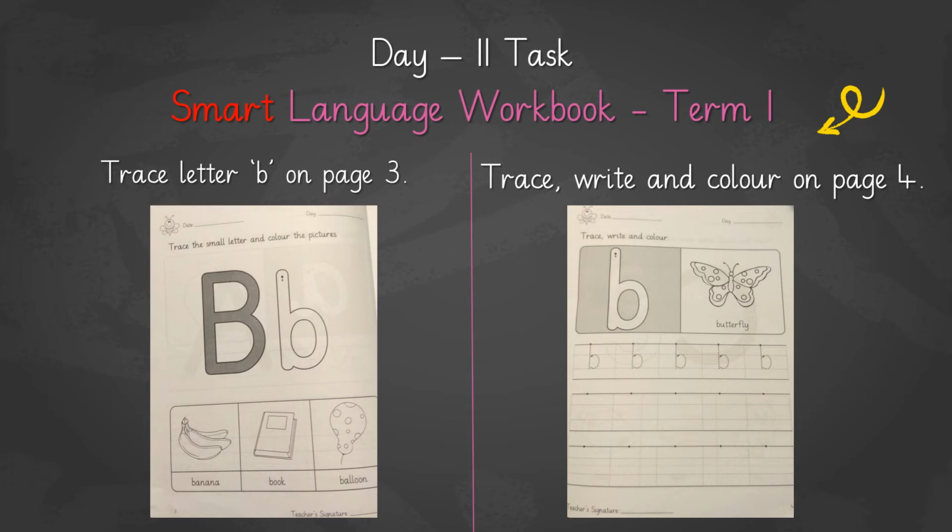This is your day 2 task. This task should be done in your Smart Language workbook. On page 3, you need to trace letter B, the small letter B, and you need to color the pictures. And on page 4, you need to trace, write and color B.